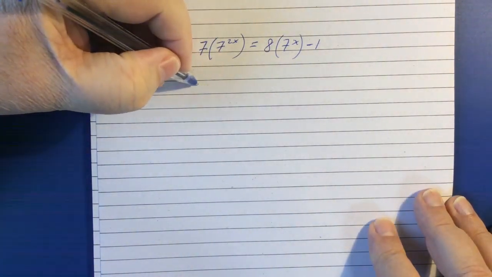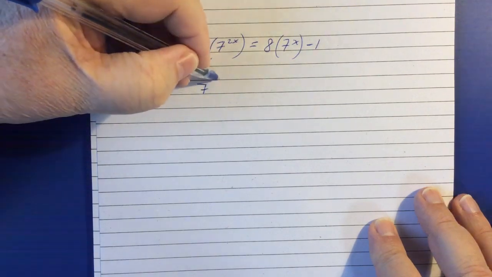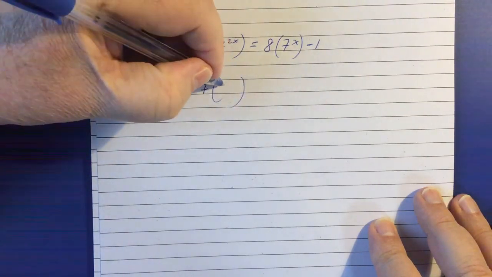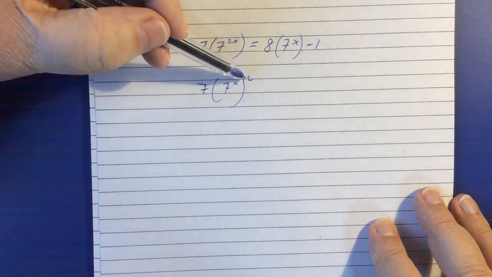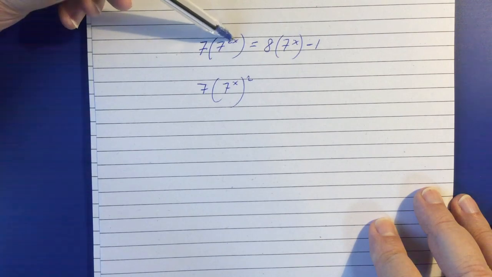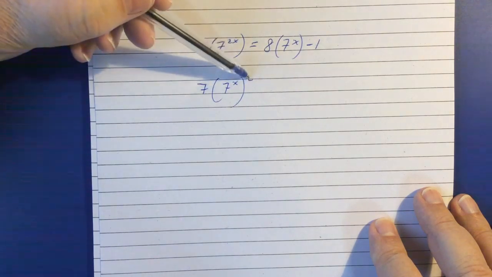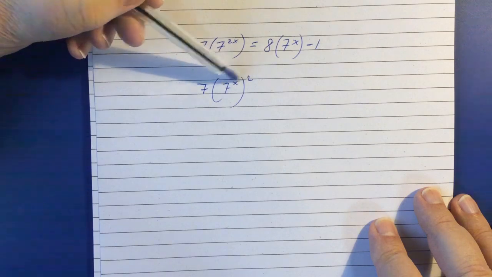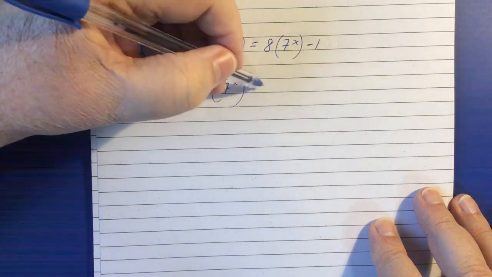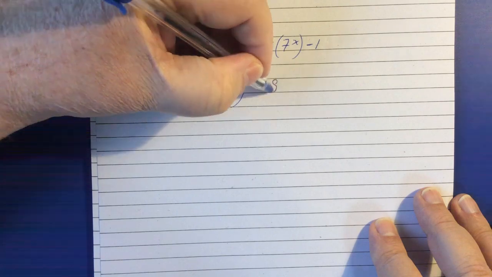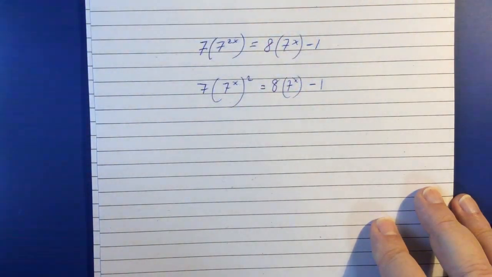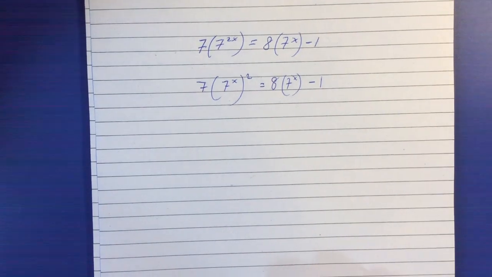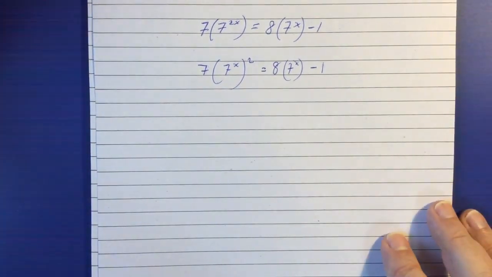So let's get going. We'll keep our 7. We're going to rewrite this as 7 to the x squared. We can split this up. This is 2 times x, and this rule here will give us 2 times x. So then we have 8 to the x, that's 7 to the x minus 1. Maybe you can see where we're heading with this.